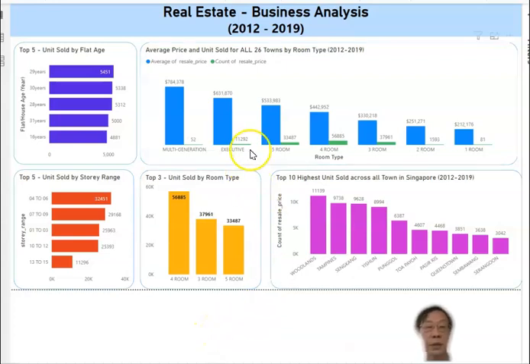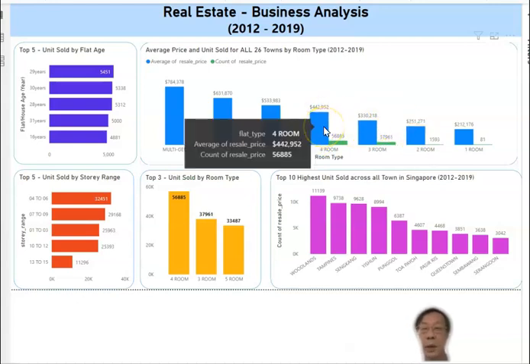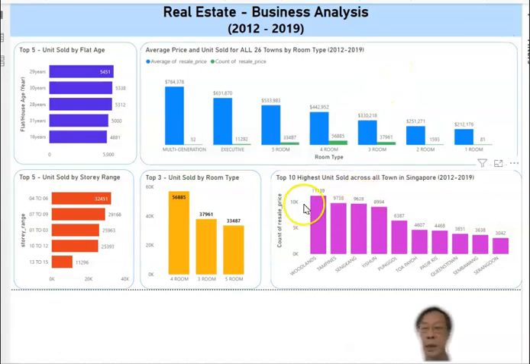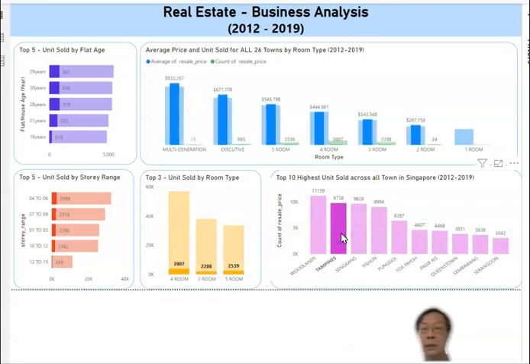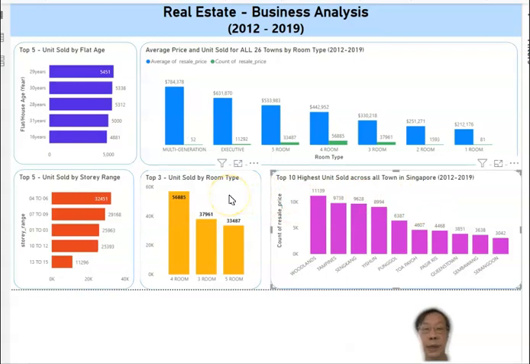This first page is the overview for the real estate market for all the 26 towns in Singapore. This column chart indicates the average prices for all the room types and the volume sold. You can mouse over to see the room type, volume sold, and the average price between 2012 and 2019. This is the top 10 highest volume sold for all the room types in Singapore, and Woodland is the highest, followed by Tampines. And this is the top 3 most popular room types.